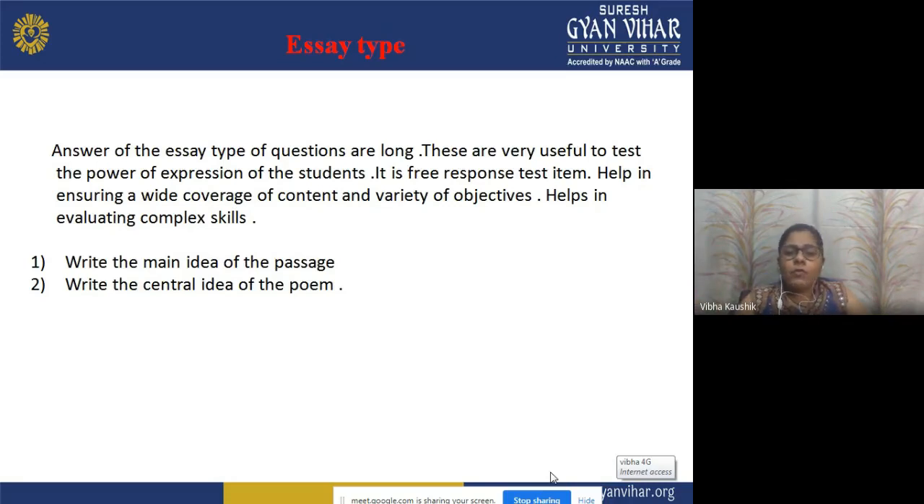Write the main idea of the passage. This can be a question. The teacher is asking the student to write the main idea of the passage. Write the central idea of the poem. The teacher can ask the student to write the central idea of the poem. This is again a type of essay type question.